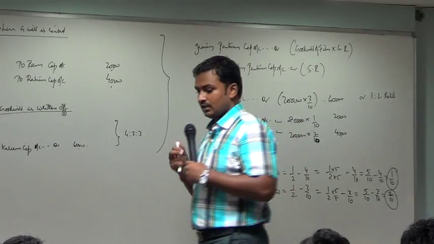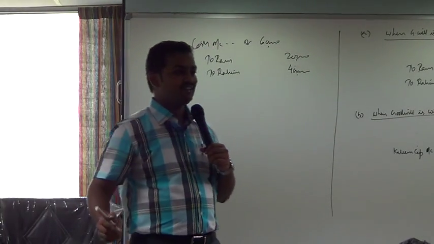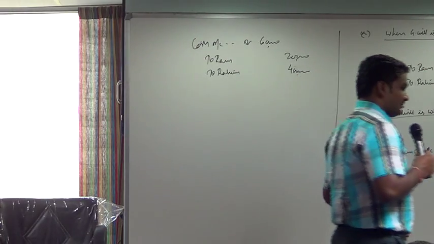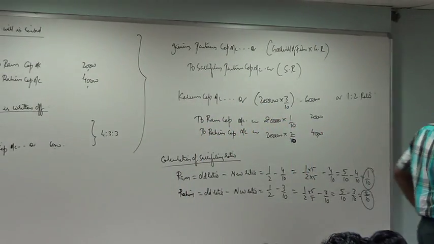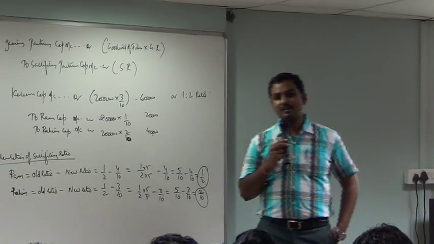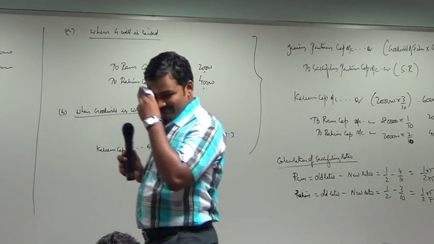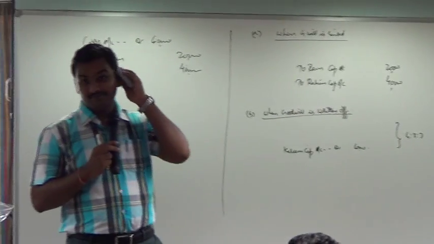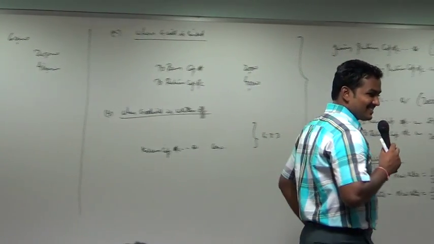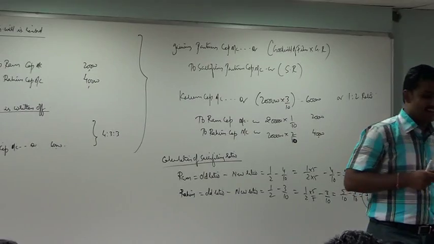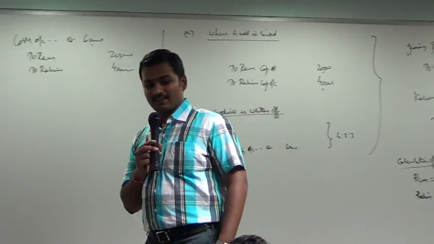Next. Case 5. Kareem pays cash privately to Ram and Rahim for goodwill. What is the accounting treatment? Write down. No entry in the books of accounts.